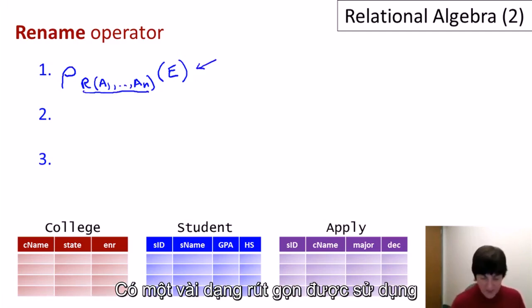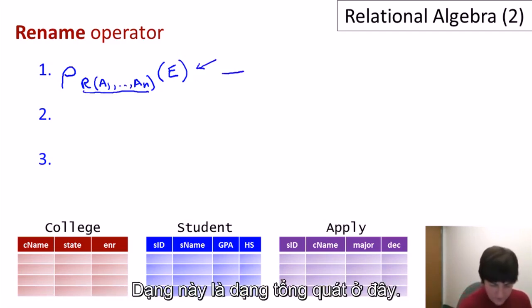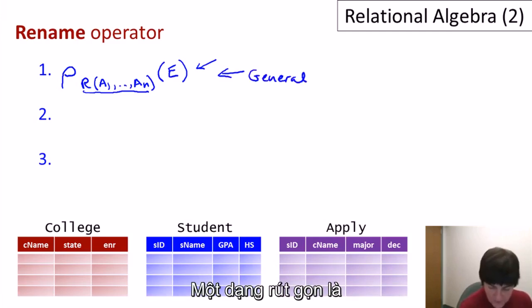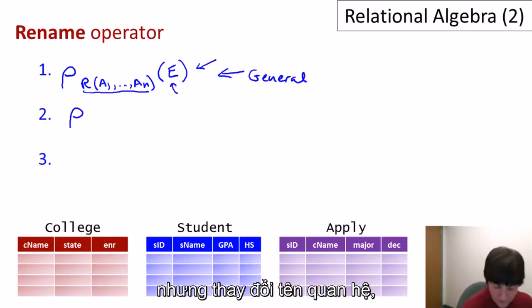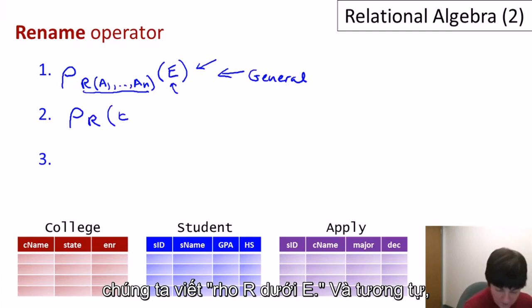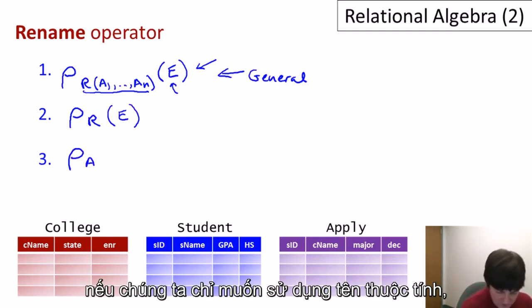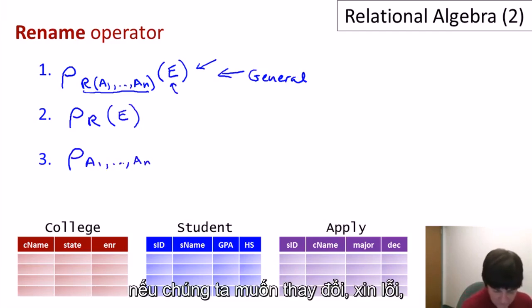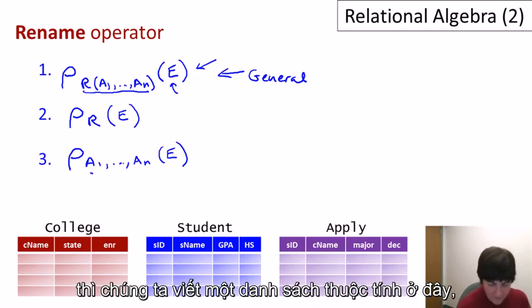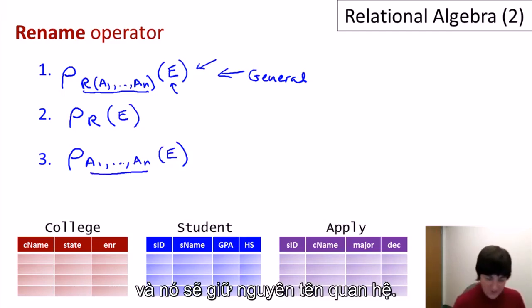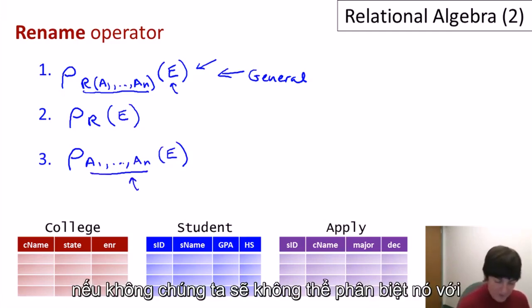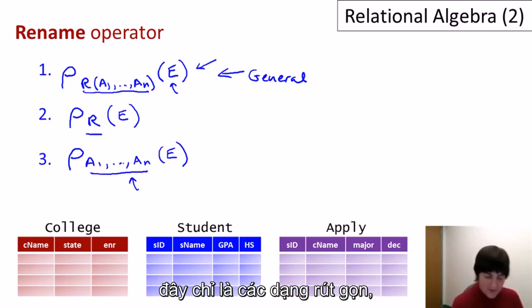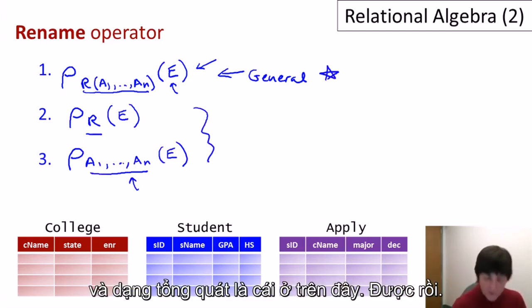There are a couple of abbreviations that are used in the rename operator. This form is the general form here. One abbreviation is if we just want to use the same attribute names that came out of E but change the relation name, we write rho sub R applied to E. And similarly, if we want to change just the attribute names, then we write an attribute list here, and it would keep the same relation name. This form, of course, has to have a list of attributes, or we would not be able to distinguish it from the previous form. But again, these are just abbreviations, and the general form is the one up here.